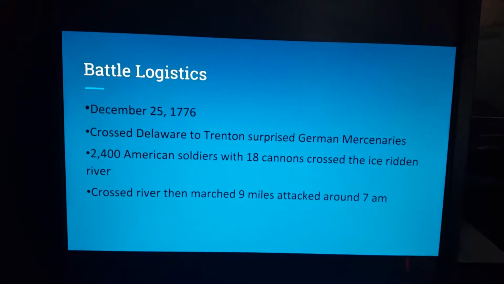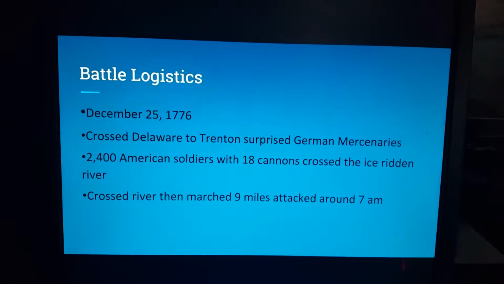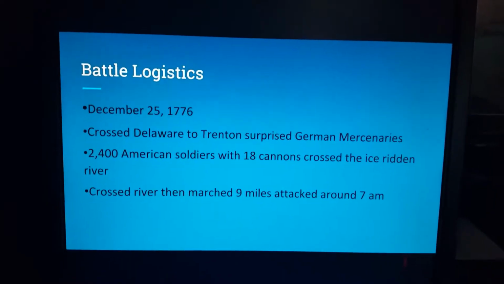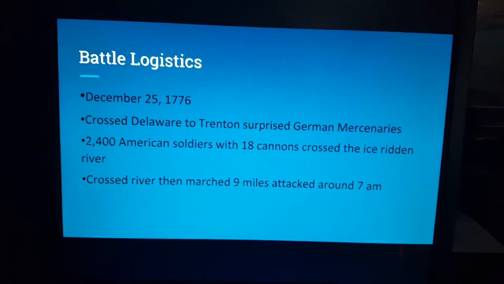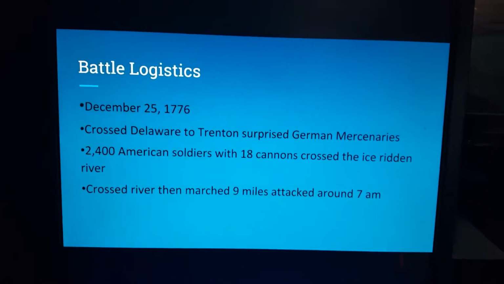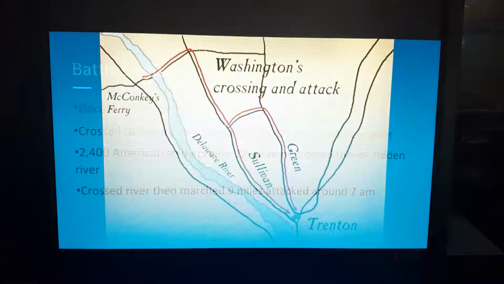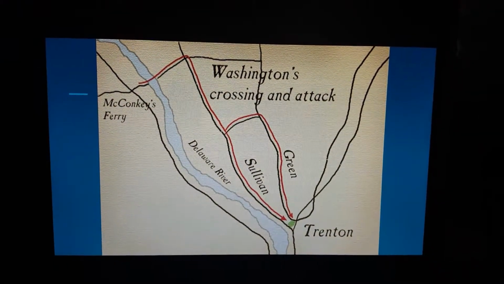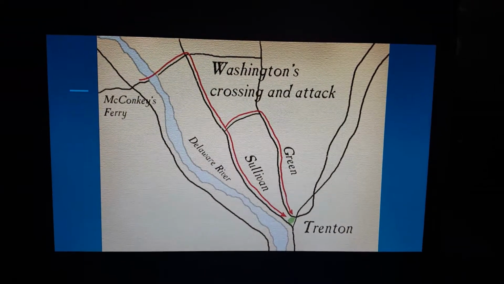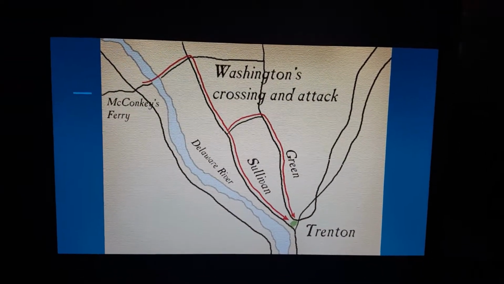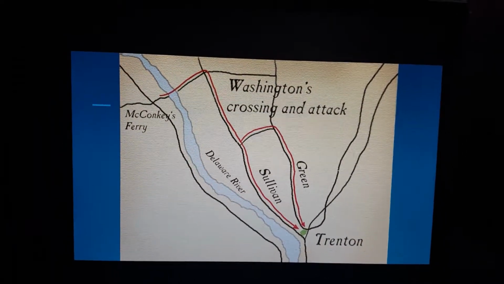They did cross with cannons, and as we saw on the last picture, they crossed with horses as well. Now, not only did they have to cross the river, but then the Continental Army marched about 9 miles to get to Trenton from the Delaware River. You could see on the map exactly where they've crossed and the fact that they had to walk to get to Trenton. Now, they are walking 9 miles. This took quite a bit of time as well.